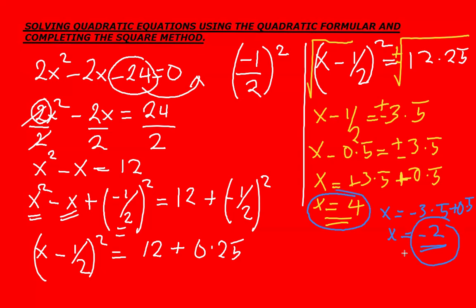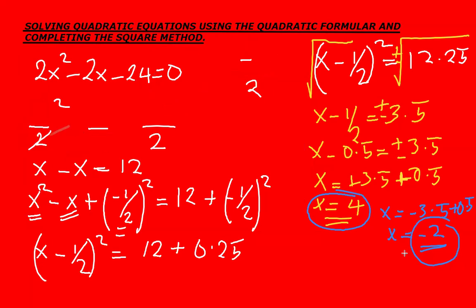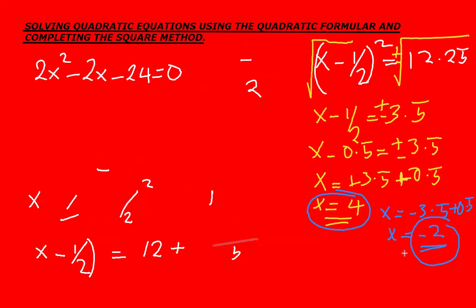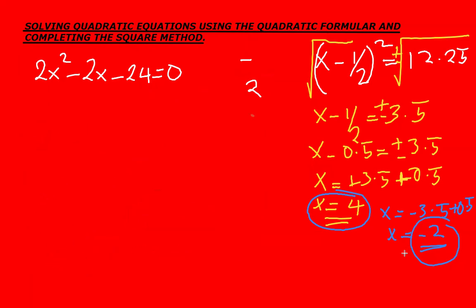All right. Let's try solving the same equation using the quadratic formula. So quickly, I'll just work the same one using the quadratic formula. Let's see if we get the same answers. So we got x as negative 2 and x as 4.